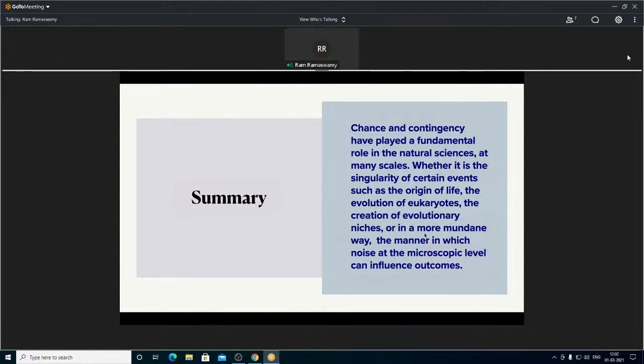But it is generally true that chance and contingency have played a very fundamental role in the natural sciences. Whether these very singular events that have happened, we know that they have happened, the origin of life, the evolution of eukaryotes, the way in which evolution has moved, and the way in which your coin, when it bounces on the floor, that also changes the outcomes. These all have contributed, and they are very important in the natural world that we try to describe.